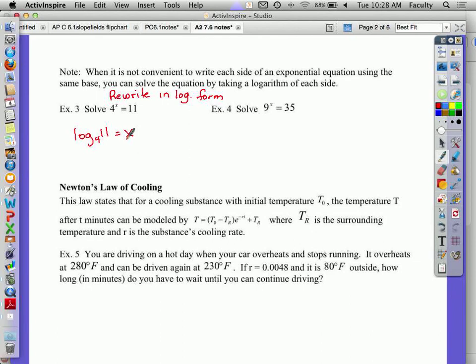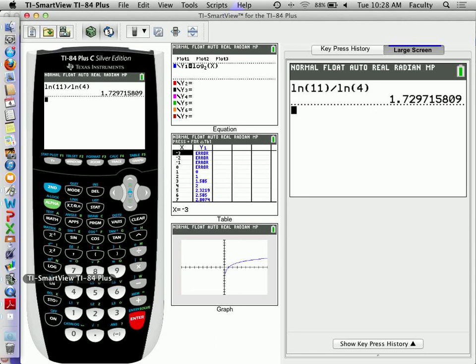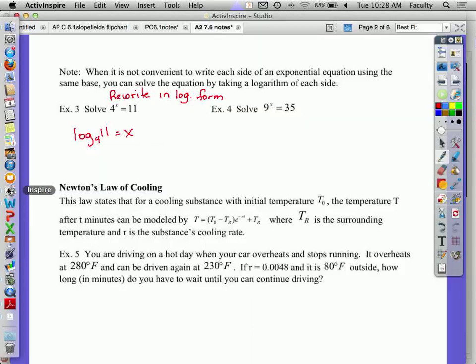If you have the TI-83s, let me go over this again, how you do it with change of base. It's just ln 11 divided by ln 4. If you have the TI-84s, you can do alpha window and it'll do it for you, okay? So x was about what, 1.79? All right, try example 4 now on your own.